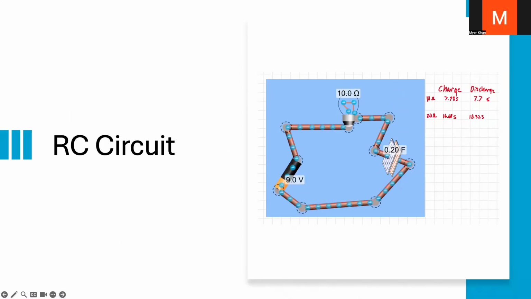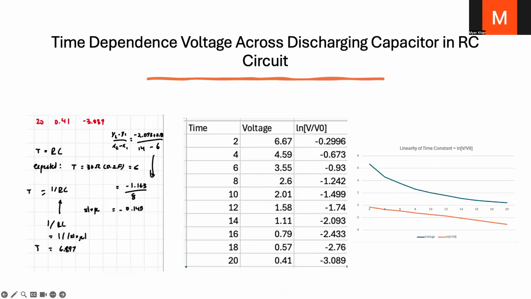Getting into our resistor capacitor circuit, we saw that charging and discharging for both the 10 and 20 ohm resistor light bulbs took 7.98 seconds and 7.7 seconds, and 16.69 seconds and 15.32 seconds respectively. Here we examined the time dependent voltage across a discharging capacitor in an RC circuit, looking to validate our predicted time constant using this linear function that we were able to map out, and found that our real value of our time constant also matched at 6.897 seconds.